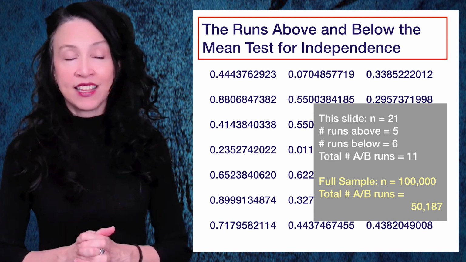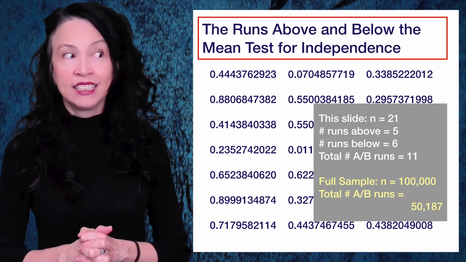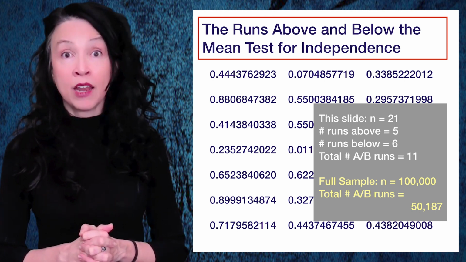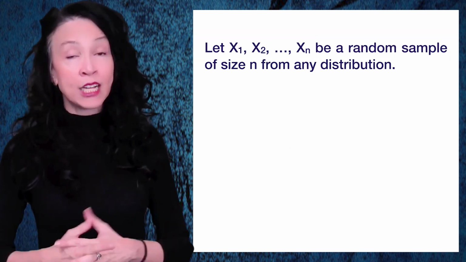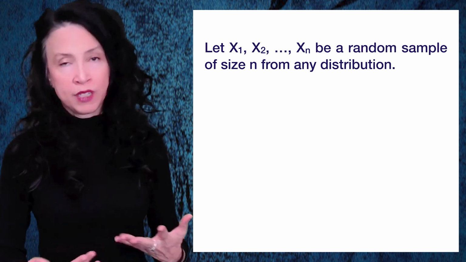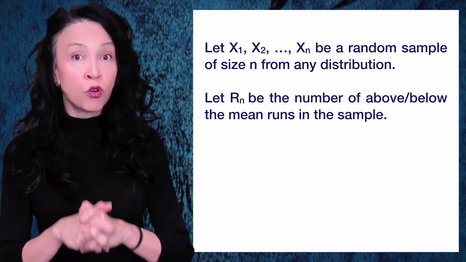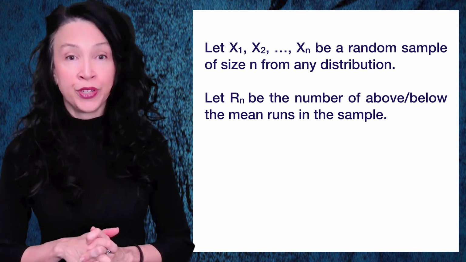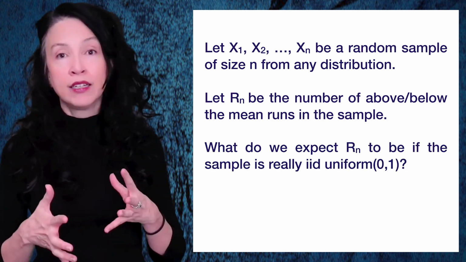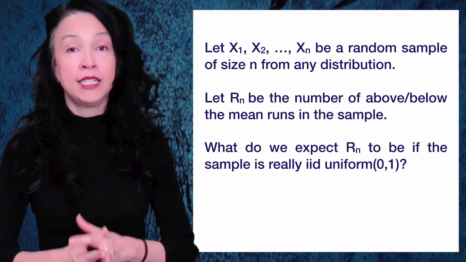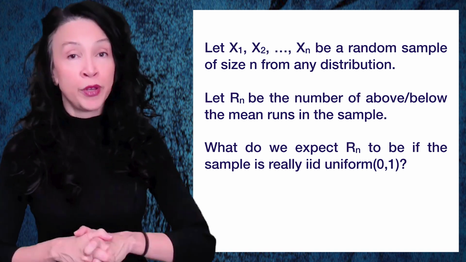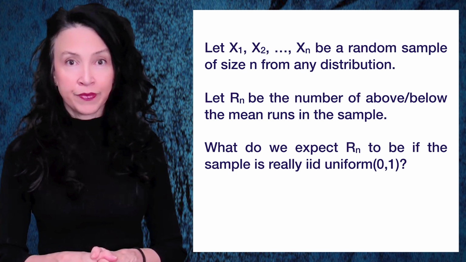The question is, is that good? Does that bode well for independence and/or uniformity? Let X1 through Xn be a random sample from some distribution, and let Rn be the number of runs above or below the mean of that distribution. What do we expect Rn to be if we're really talking about independent values from a uniform 0-1 distribution?